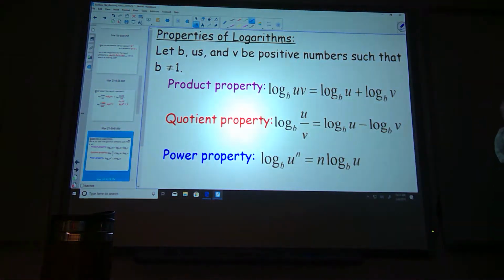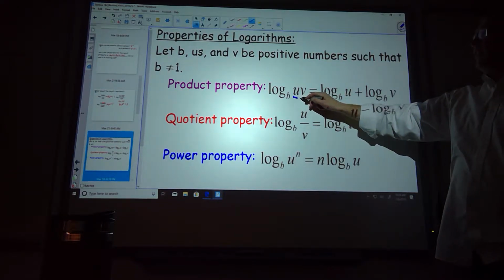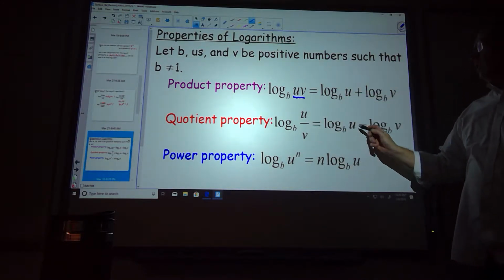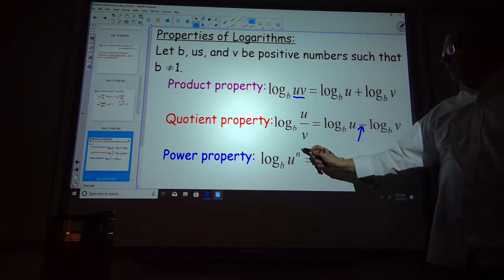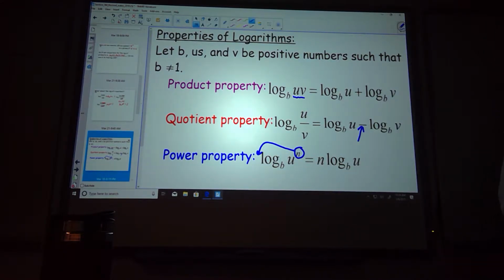So, properties of logarithms. Let b, u, and v be positive numbers such that b is not equal to 1. Okay, so our base is not 1. And our product property: if we are multiplying, you expand it. If it's a quotient, the only difference is you have a subtraction sign in there. And if you have a power to a power, logarithms bring the exponent down front. So those are all properties we will see.